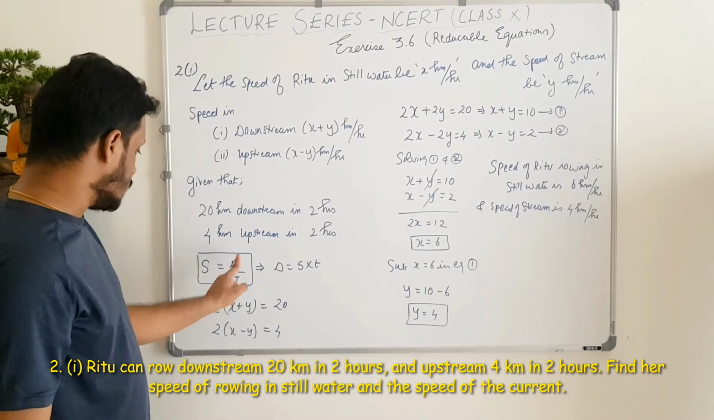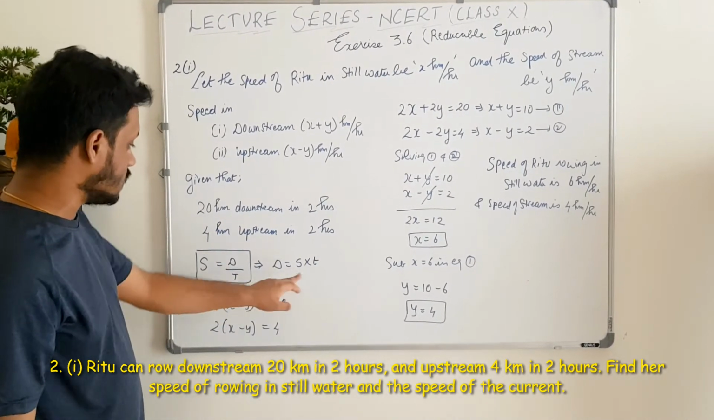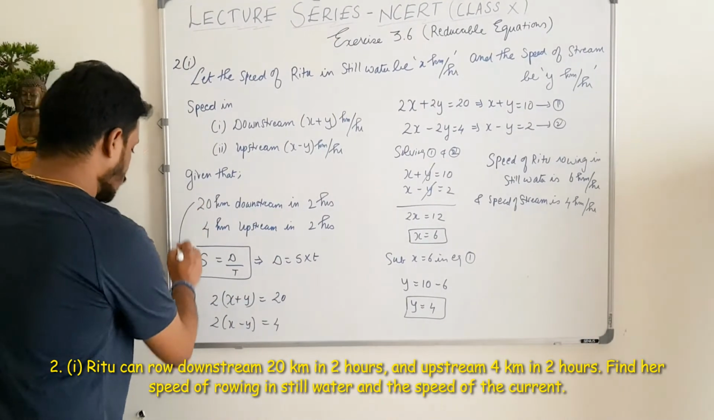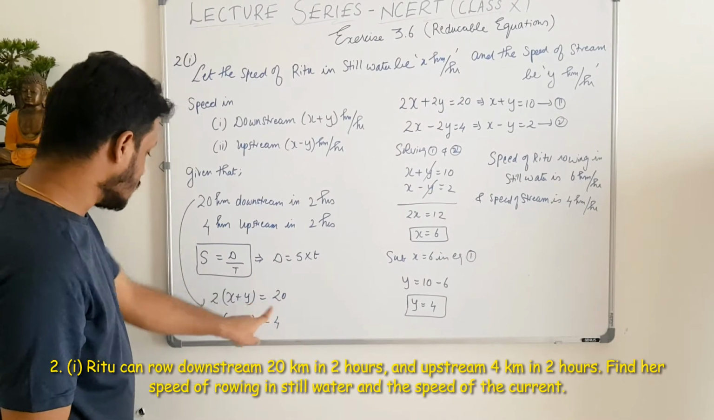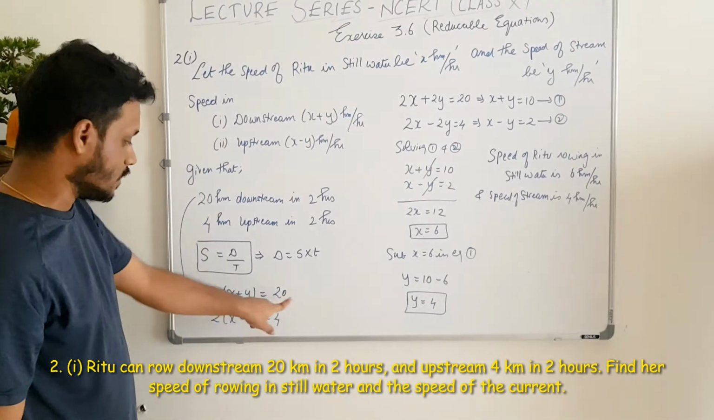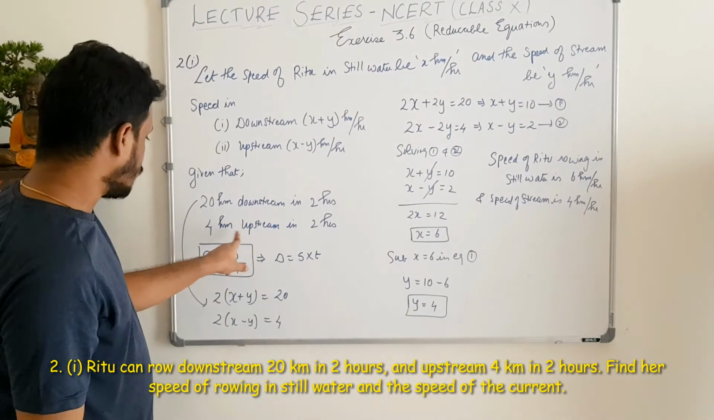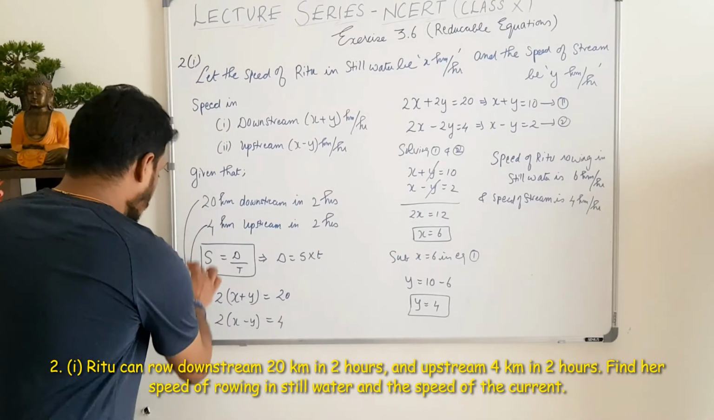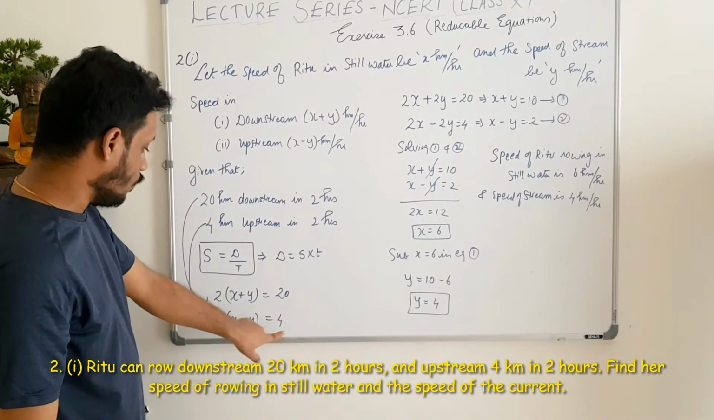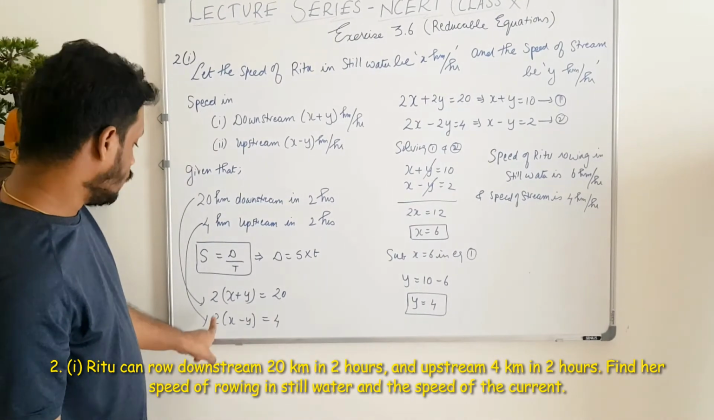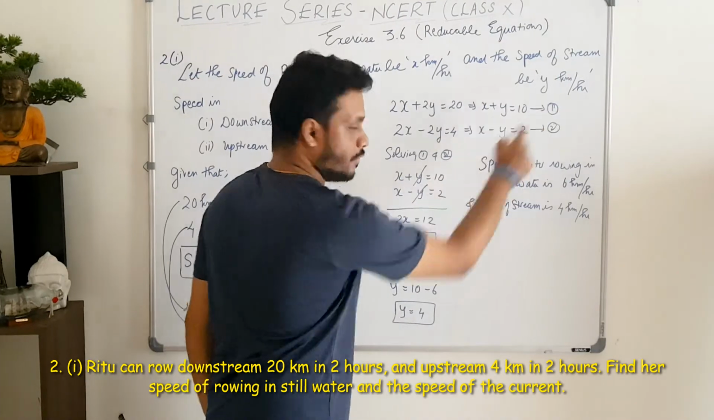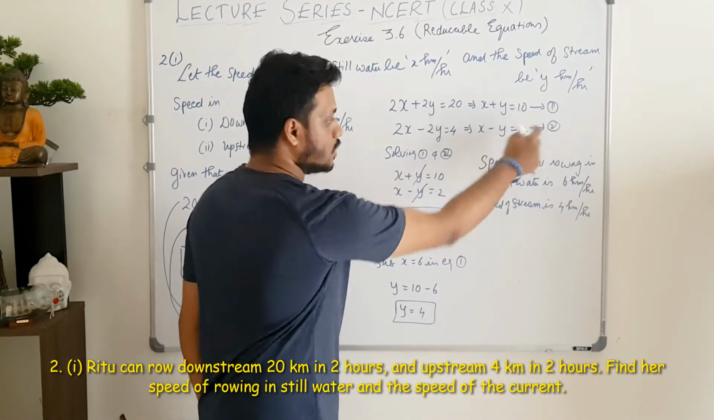So we know that speed is distance by time, or we can relate distance is equal to speed into time. So according to the first situation, the distance is equal to speed into time. Speed in downstream is x plus y, time is 2 hours. So 2 times x plus y is equal to 20. And the second situation, which is 4 kilometers upstream in 2 hours, would be x minus y, which is the speed in upstream, going 4 kilometers in 2 hours of time. So if you write this equation in a normal form, you get x plus y is equal to 10, which is my first equation, and x minus y is equal to 2, which is my second equation.